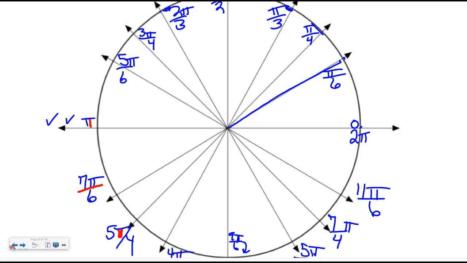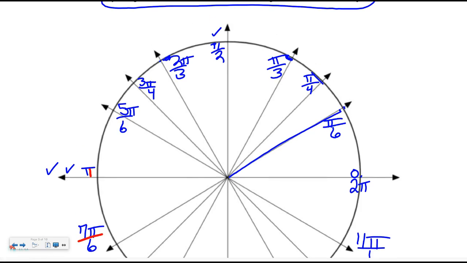Also, we need to know the cosine and sine. So cosine of an angle is the x value, and the sine of an angle on the unit circle is the y value. Now, why would that be? Like, why is cosine the x and sine the y? And it has to do with this.